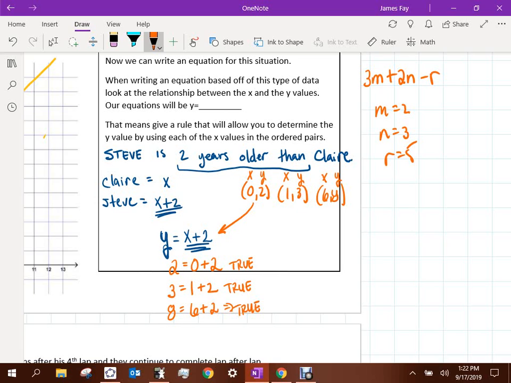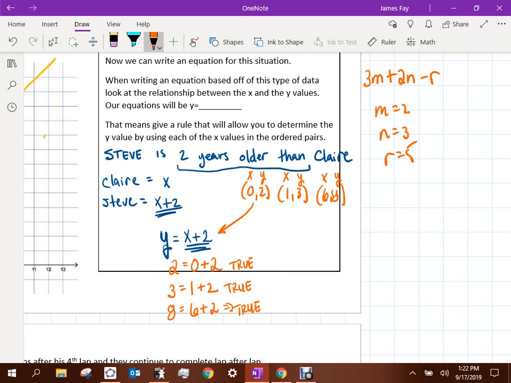Generally speaking, the more points that you check and the more times that you get true, the more you can be confident that your equation is correct. If I got like 6 of those to be true and 1 of them be false, that means that my equation does not mimic the data that is being provided in the ordered pairs of the table. Okay? Does that make sense to everybody?